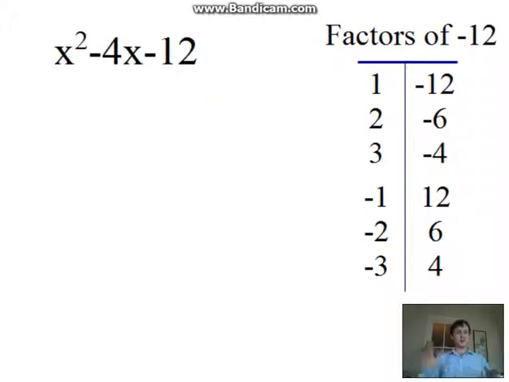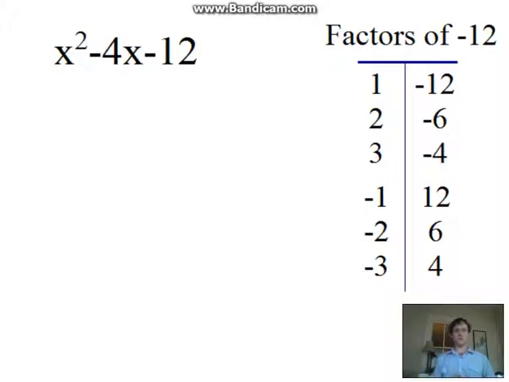Okay, so in this case, it's going to alternate. One of our numbers is going to be negative. So 1 times negative 12, that's negative 12. We can see the pattern here. All right, so now we just have to check which one adds up to -4?